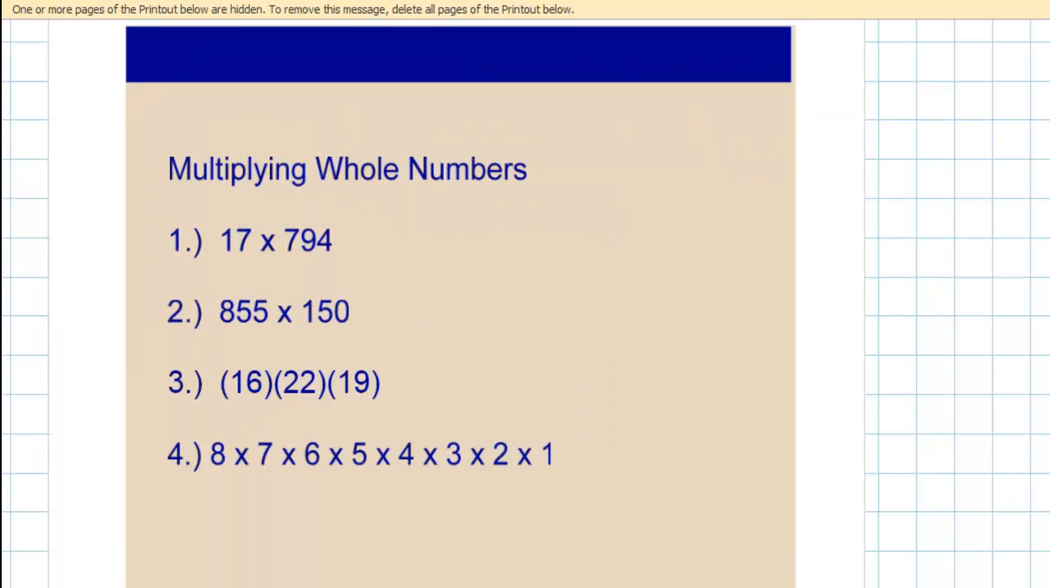As a review, I'd like you to complete numbers 1 through 4 under multiplying whole numbers. Please show all your steps. When you're done, you can scroll to the next page, which will show you your answers, and you need to redo any problems that you miss.